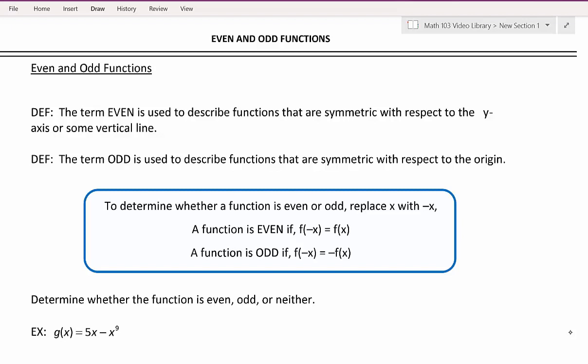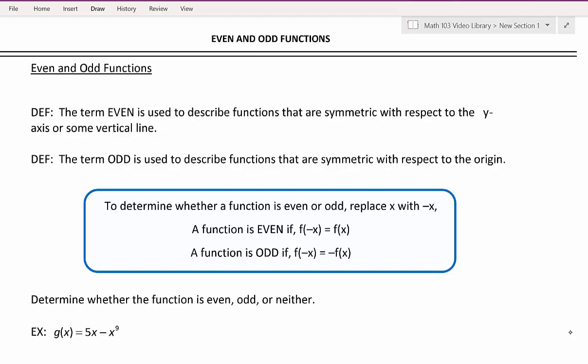This video discusses even and odd functions. The term even is used to describe functions that are symmetric with respect to the y-axis or some vertical line. The term odd is used to describe functions that are symmetric with respect to the origin.